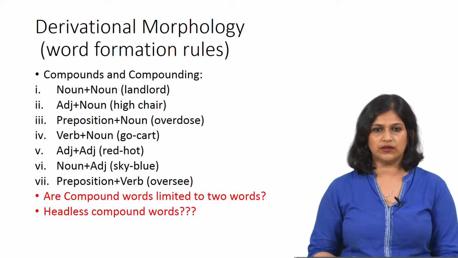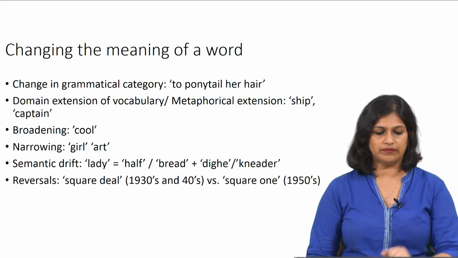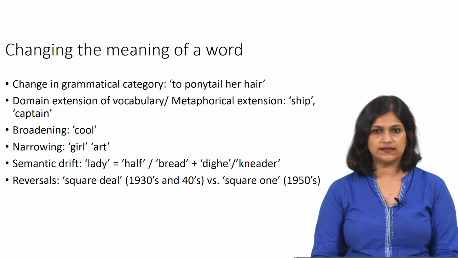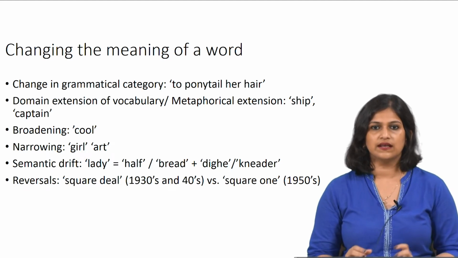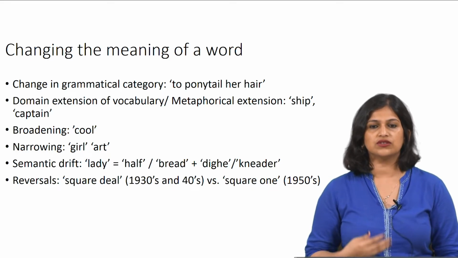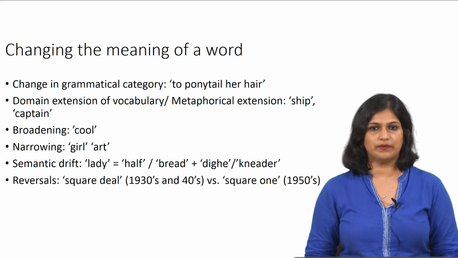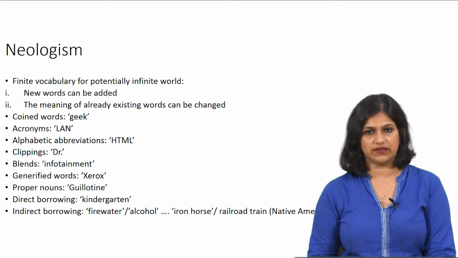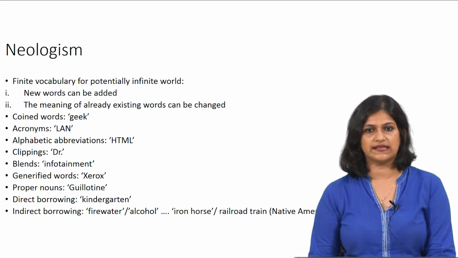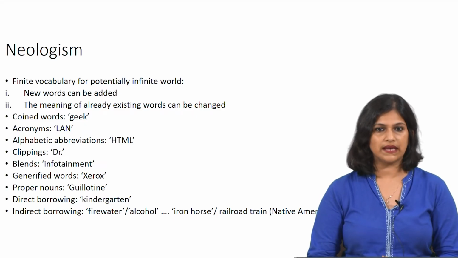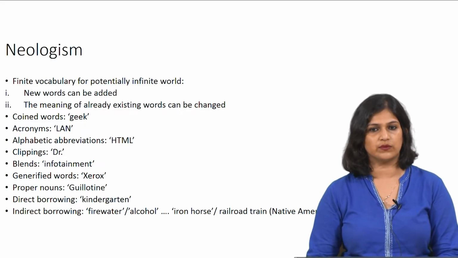So, in the previous session I was talking about the different ways by which neologism works. Neologism works in two ways. First, when you create new words and contribute to the addition of new words in the lexicon, that is part of neologism. Otherwise, when the speech community, because of the uses of these words, changes the meaning, that is also part of neologism. So, two things. New words can be added. Second, the meaning of already existing words can be changed.